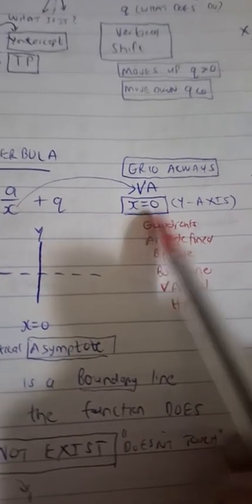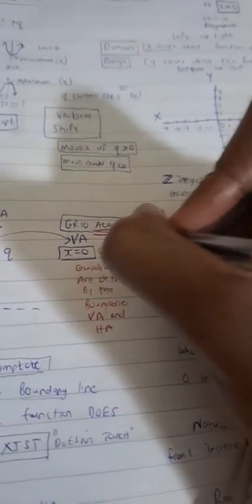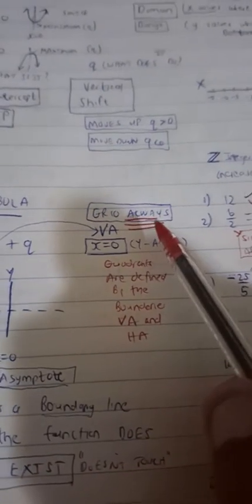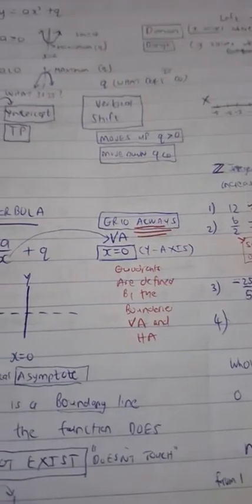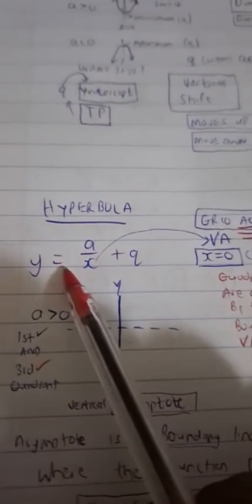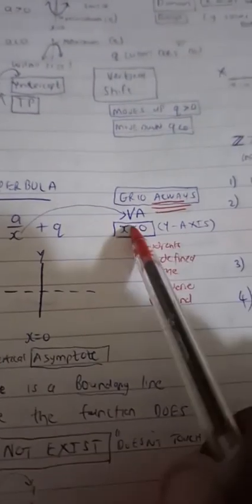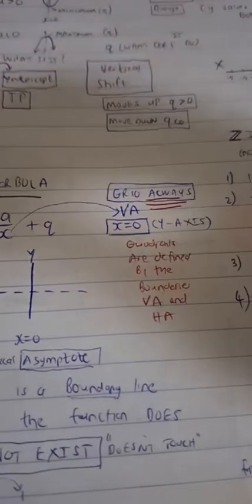X is equal to 0, which is the y-axis, and this is always, what did I say, guys? This is always the case in grade 10. It will not change as long as you are a grade 10 learner. In grade 11, we are going to reintroduce this function, and then when we take it up the next step, we are going to indicate that because of these changes, the vertical asymptote can take on a new form.